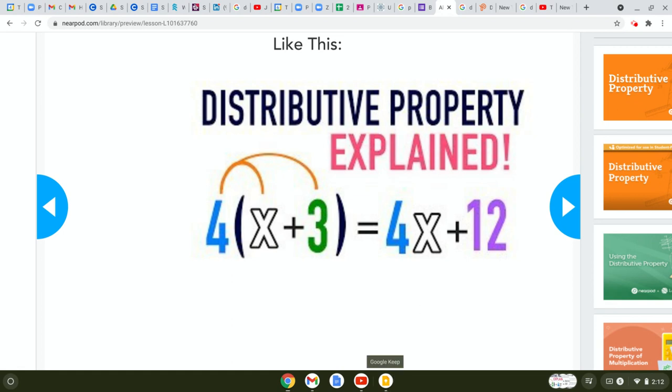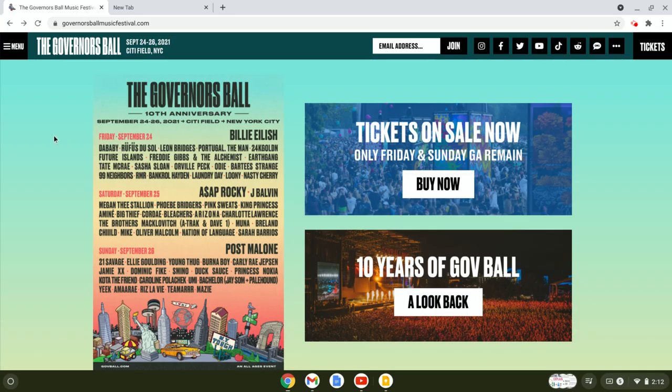Let's think about some everyday examples here. I want to see how I am going to use the distributive property here. So if you don't know yet, I love going to concerts and festivals. Let's just look at the Governor's Ball here. This is going to be from September 24th to the 26th. Who do I want to see here? I don't know. You kids love Billie Eilish for a reason. Not really my type of person. But the Baby, Freddie Gibbs, who else? 21 Savage. Yeah, sign me up for those.